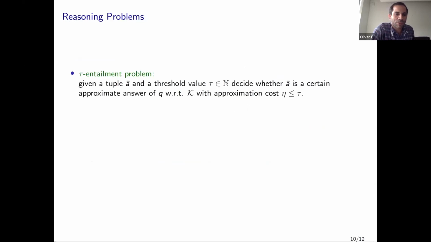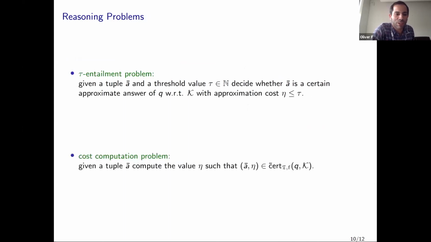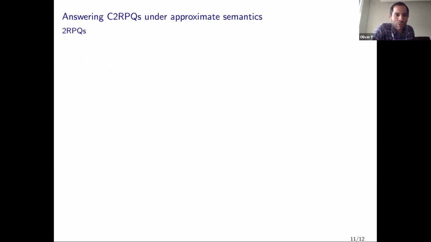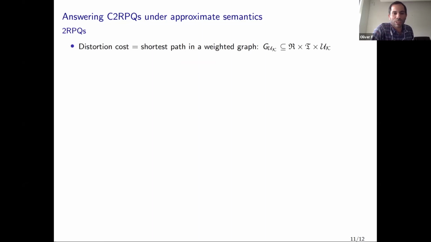And we define 2 reasoning problems, the entailment problem, which, given the tuple and the threshold value, asks whether the approximation cost of this tuple is smaller than this threshold. And the second one, a computation problem which computes actually the cost. And our results, by the time we submitted the DL paper, were the following. So first, the distortion costs using a transducer, this is equivalent to finding the shortest path in a weighted graph. And this graph uses the canonical model, the automata and the transducer, and of course it can be infinite.